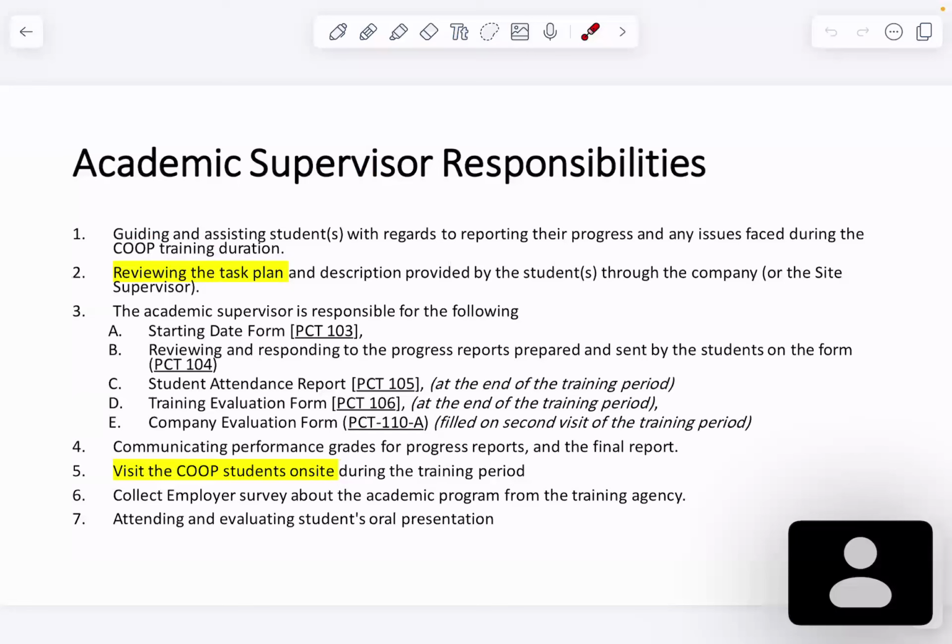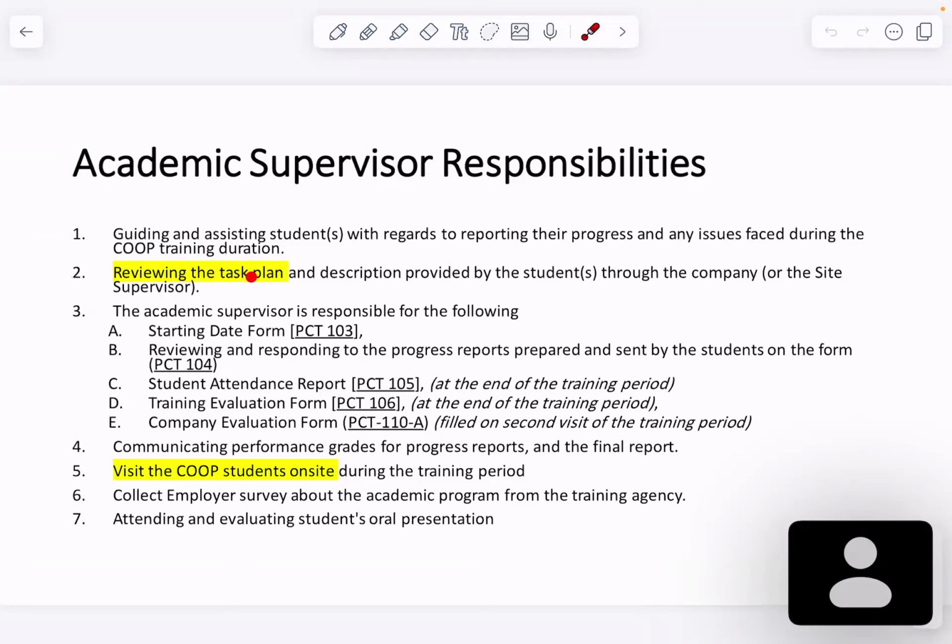As a student, you should be aware that this is one of their responsibilities. It's not just only receiving your progress report and giving you feedback. No, this is one of the responsibilities, but the main responsibility is to guide you and solve your problems. But you have to report what you are encountering there.